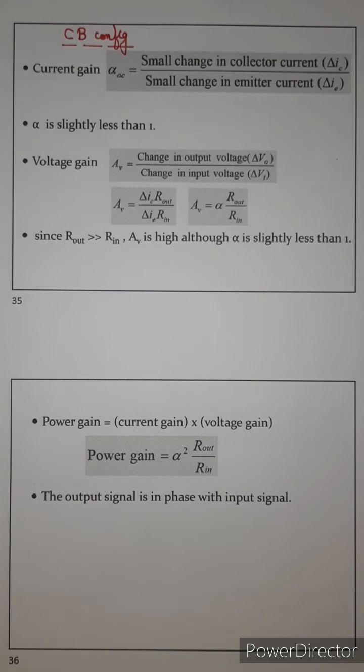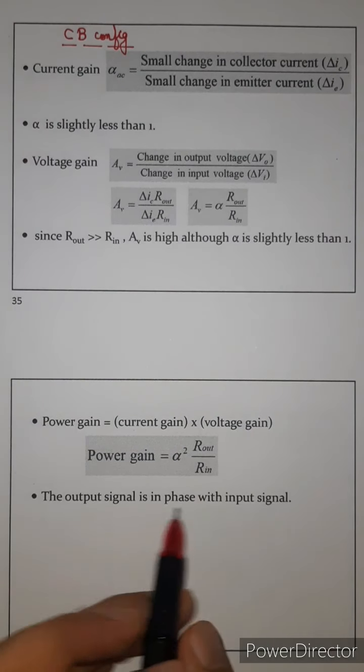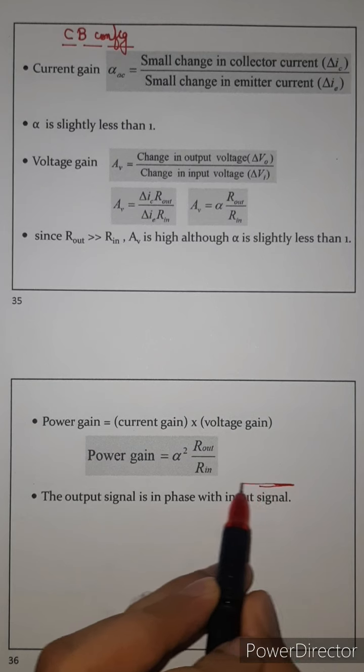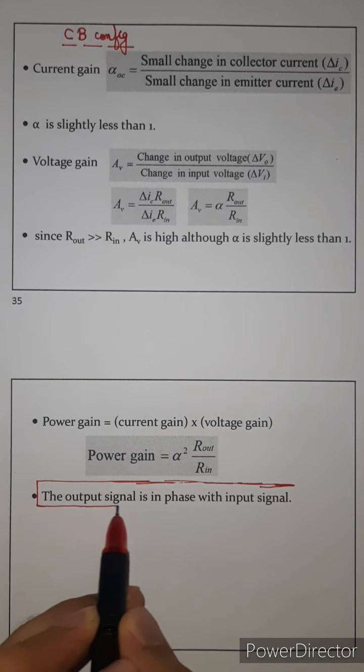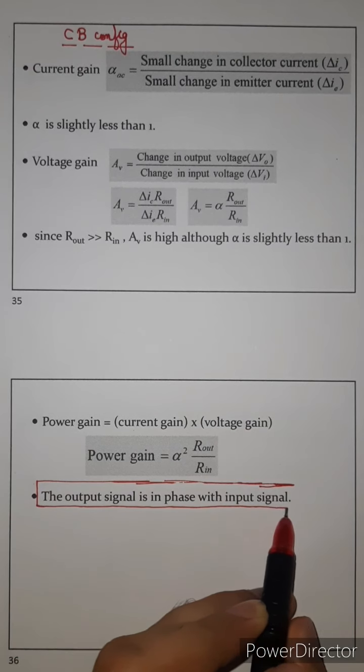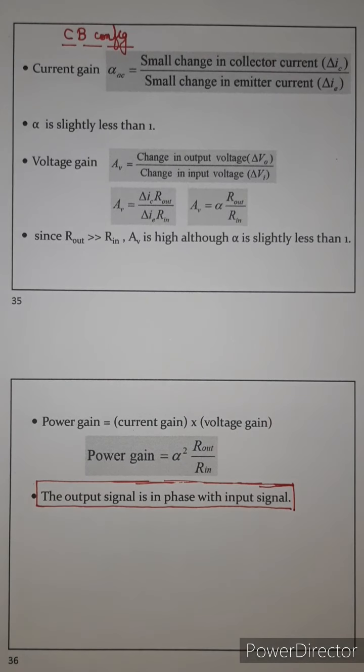Now continuing with common base configuration, we can also find the power gain, which is equal to current gain into voltage gain. On multiplying these 2 parameters, we get power gain equals alpha square Rout by Rin. And one more important point that needs to be emphasized in case of common base configuration is that the output signal is exactly in phase with the input signal.